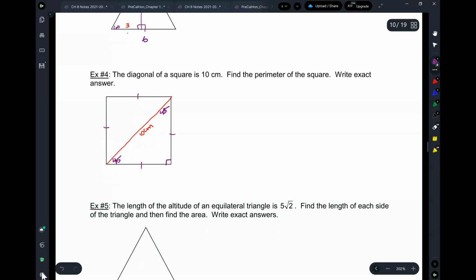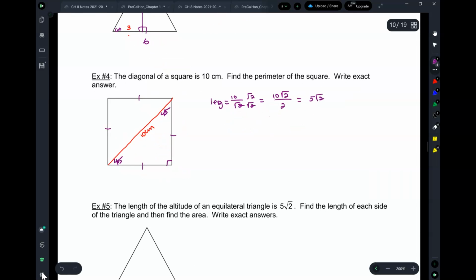Okay, so what do we know about the leg in a 45, 45, 90 triangle in reference to the hypotenuse? Leg is how much? Hypotenuse over root 2. So multiply by root 2. 10 root 2 over 2. So 5 root 2. Okay? So that's just one side. And how much is the perimeter then? 4 times 5 root 2, 20 root 2.